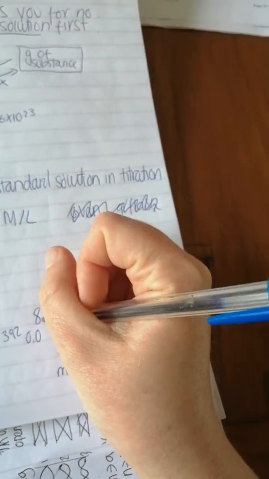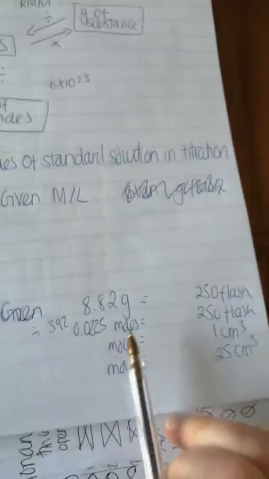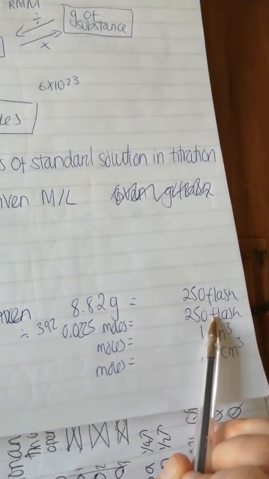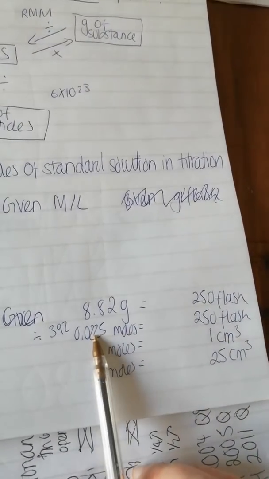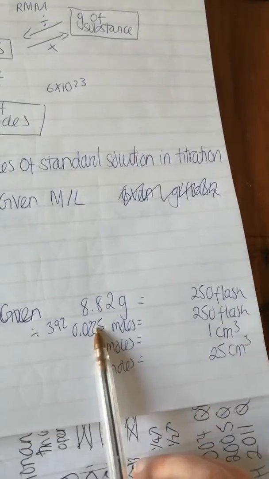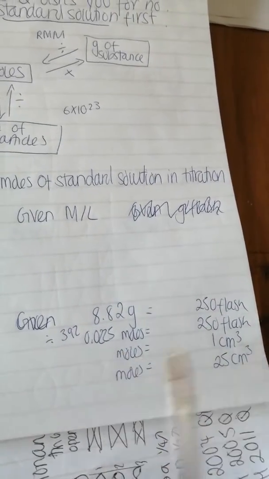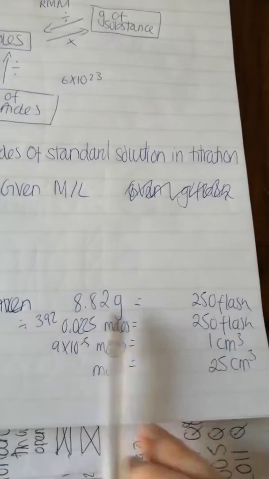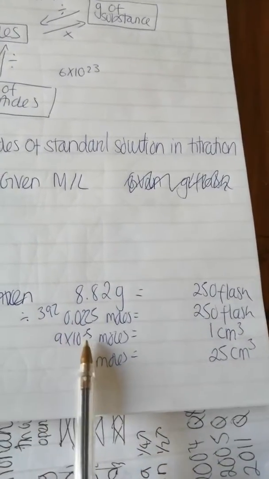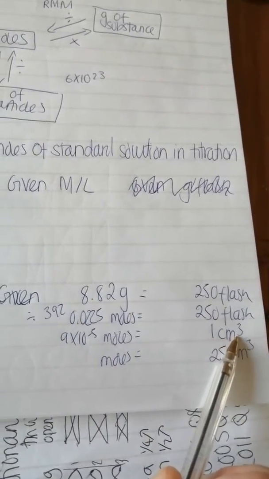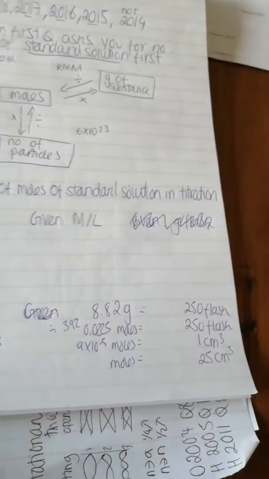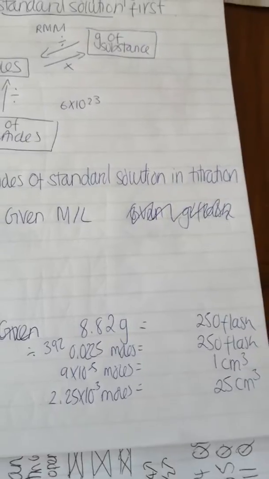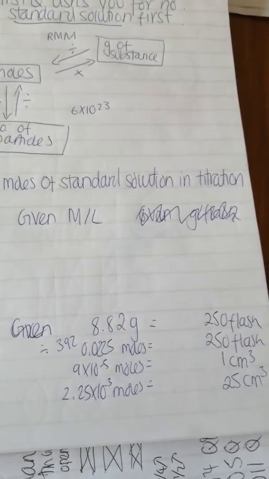So once I do that, I get 0.0225. Now I have the moles in the 250 centimetres cubed flask. I now find the moles in 1 centimetre cubed, so I divide by 250. This tells me the moles in 1 centimetre cubed. Now to find it in 25, I multiply by 25. You're getting 2.25 by 10 to the minus 3.